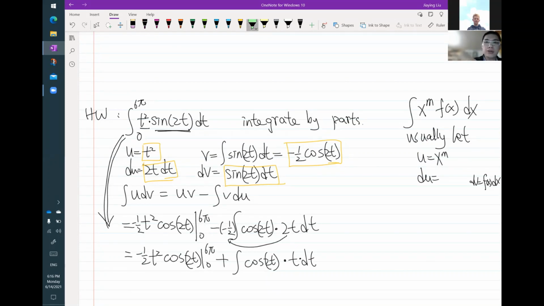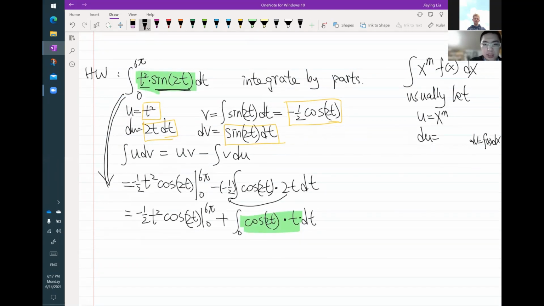If you compare this integrand, cosine 2t dt, it's very similar to what we had before, except that instead of a t squared, we now just have t, which is nice. Cosine and sine are sort of the same, so you don't have to distinguish them. We reduce the power of t by 1, and we still have t going from 0 to 6 pi. The first part you can evaluate easily. For the integral, you can focus on that by repeating the same process.